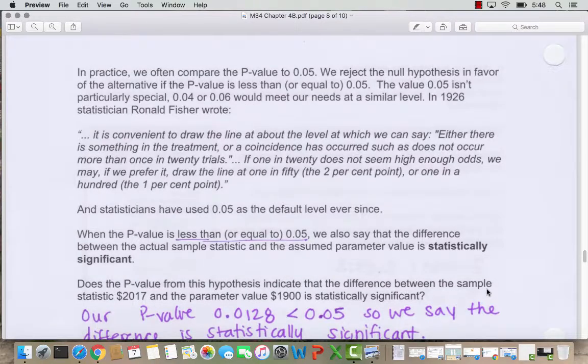So in practice, we typically compare the p-value to 0.05. The reason for this is that Ronald Fisher in 1926 said, hey, 0.05, that's about 5% room for error. Let's use that value. Nobody has objected to it since then. You could use 0.04 or 0.06, but our default is going to be 0.05, which leaves 5% error. His reasoning was that 1 in 20 corresponds with a 5% error. So statisticians use 5%. There's no magical reason we use 5%. You could certainly use 4% or 6%. You'll see sometimes we use 1% if we want to be very sure.